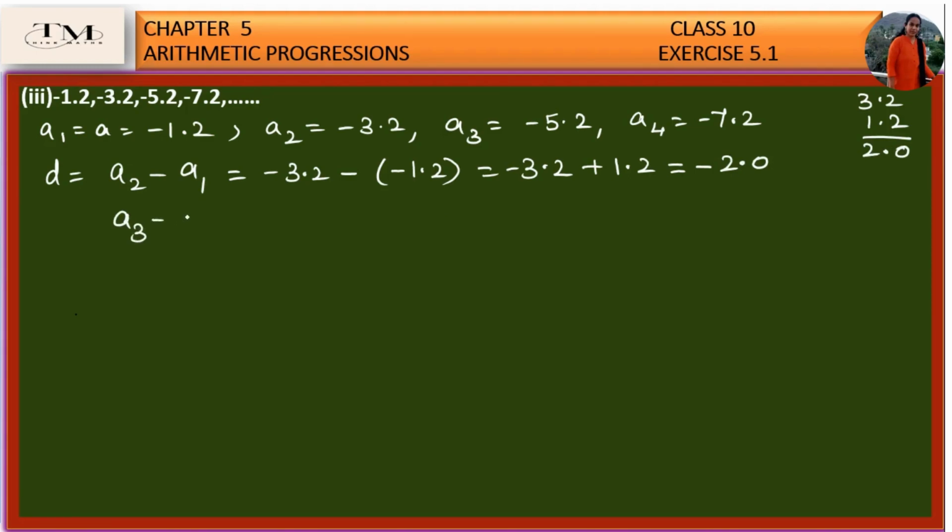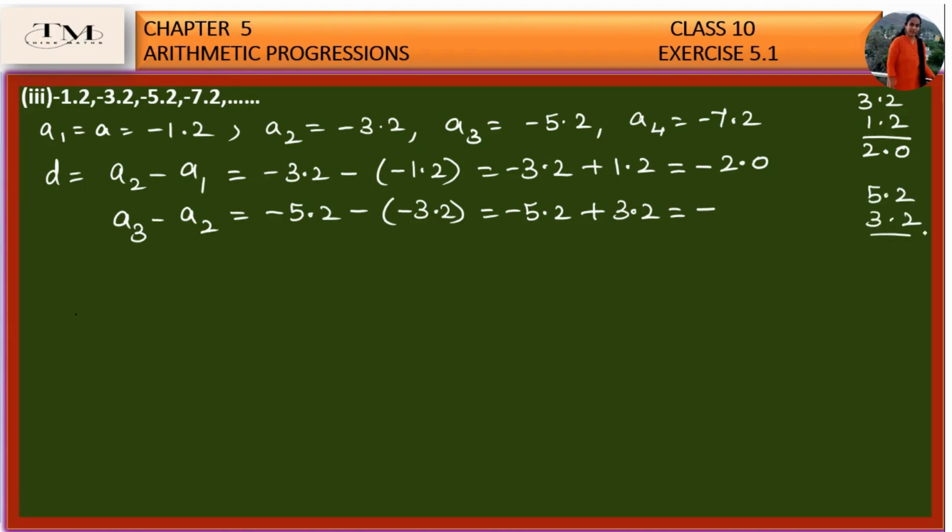Next A3 minus A2. What is A3? It is minus 5.2 minus A2, which is minus 3.2. So minus 5.2 minus into minus, plus 3.2. So here also minus and plus are there. So we have to find the difference and put the sign of the bigger number, which is negative. So we have to subtract. So 5.2 minus 3.2. So 2 minus 2, 0. 5 minus 3 is 2. So it is minus 2.0.